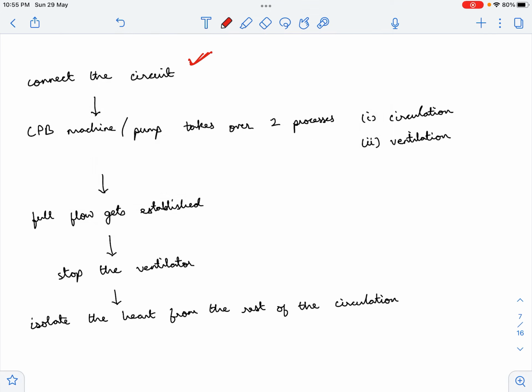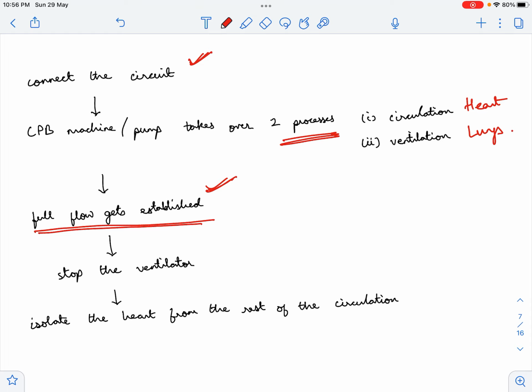Now, the cardiopulmonary bypass machine takes over two processes. It is taking over two organs: the heart for circulation and the lungs for ventilation. So now you have established full flow. That means blood is entering the circuit instead of the vena cava, and the circuit itself is pumping the blood back to the circulation of the entire body via the aortic cannula. This is what is meant by full flow getting established.